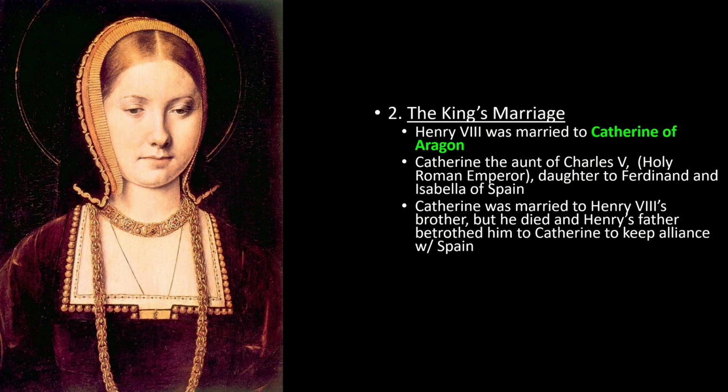Now, Catherine was married to Henry VIII's brother originally, but Henry VIII's brother died. And Henry's father betrothed him, basically forced him to marry Catherine. Now, why would he force his son to marry the wife of his dead brother? Well, the idea is this. He wanted to keep an alliance between England and Spain and keep them from war. So what did he do? He sent his son to marry Catherine of Aragon so that alliance would be held intact.